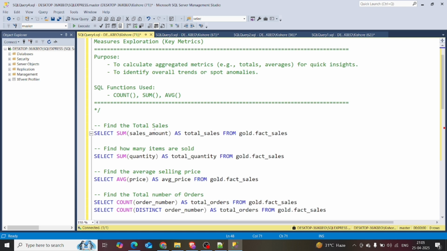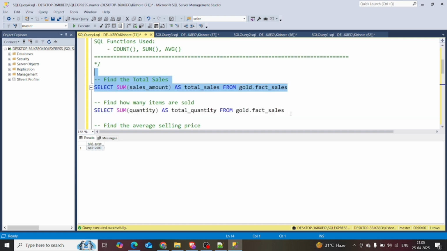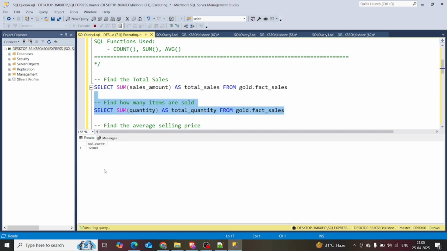First, we want to find the total sales in this data. So we are summing the data: sum of sales amount as total sales from gold fact sales. When I execute this line, we get something like 5871, yes, these are the total sales. And we want to find how many items are sold. In these aggregations we are using the quantity, and I try to execute this.